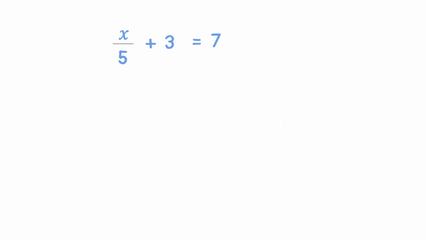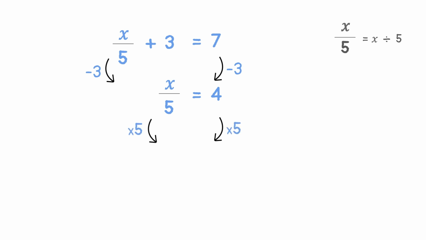This one's for you to do. Take your time and apply the rules. If you don't overcomplicate it, there's not much that can go wrong. We need to deal with the 3 first, so we're going to subtract it since it's adding to the x term. Now that we have the x and just the x, we need to remove that 5. If it's written as a fraction, this is the same as dividing. So here we have x divided by 5. We'll need to do the opposite, so you should find that you need to multiply by 5. As a result, your final answer should be 20.